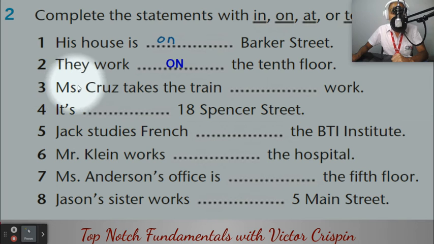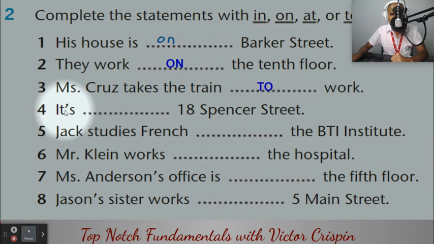In the case of number 3, Ms. Cruz takes the train, blank space, work. In this case, the preposition is to. Ms. Cruz takes the train to work. In this case, we have to use this preposition of movement.